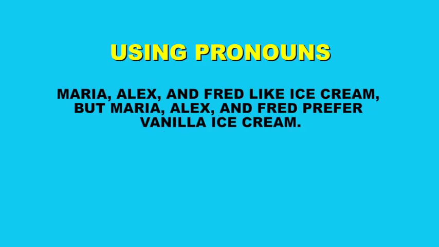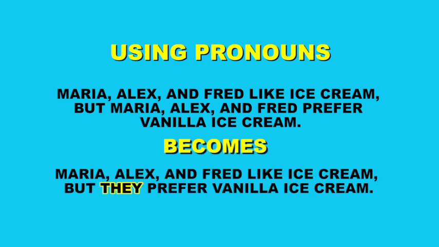We can change Maria, Alex, and Fred like ice cream, but Maria, Alex, and Fred prefer vanilla ice cream, to Maria, Alex, and Fred like ice cream, but they prefer vanilla ice cream. We have already said Maria, Alex, and Fred's names once in the sentence, so we don't need to repeat them another time.